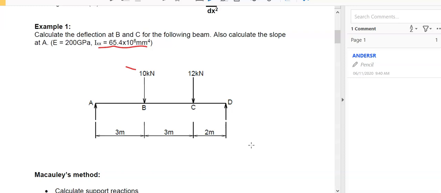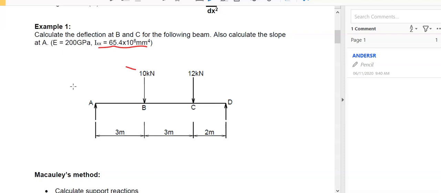And once I did that, I could go ahead and find the slope at B and the slope at C using the deflection equations. Then I could determine the deflection at B and C using the deflection equations, and then I could determine the slope at A by using the slope equation. Okay, people, that's a lot. That's going to be a big question in the final exam.